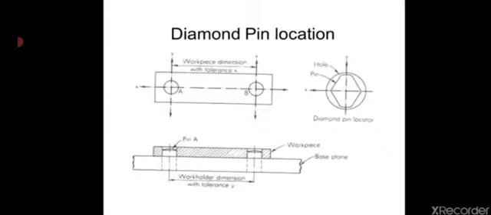Next type of locator is diamond pin locator. Components which have two previously finished holes are easily located by two cylindrical pins. These pins project from the jig or fixture base and are used to engage each hole of the workpiece. Now you can see the diagram of this diamond pin locator.